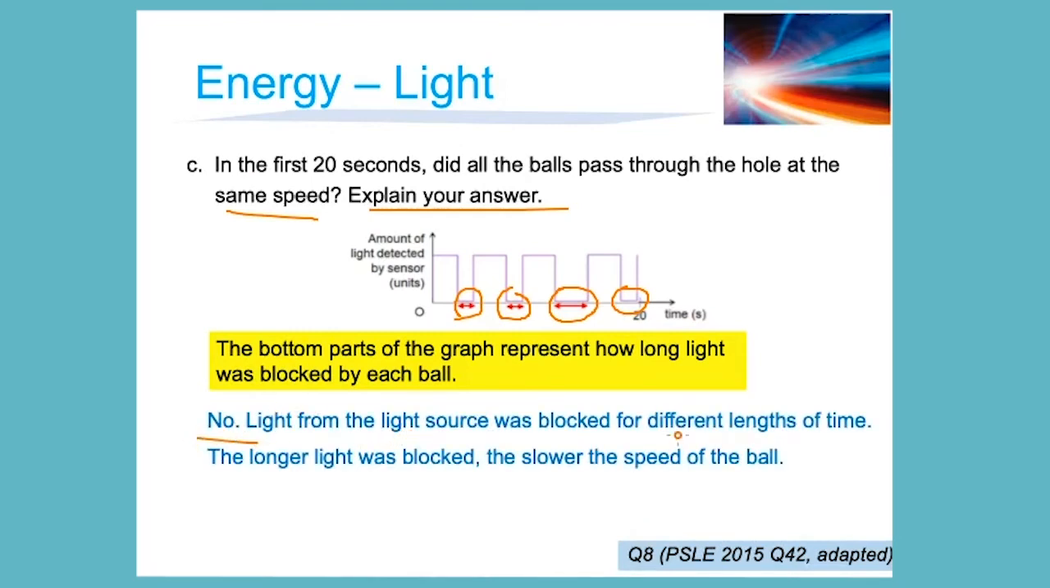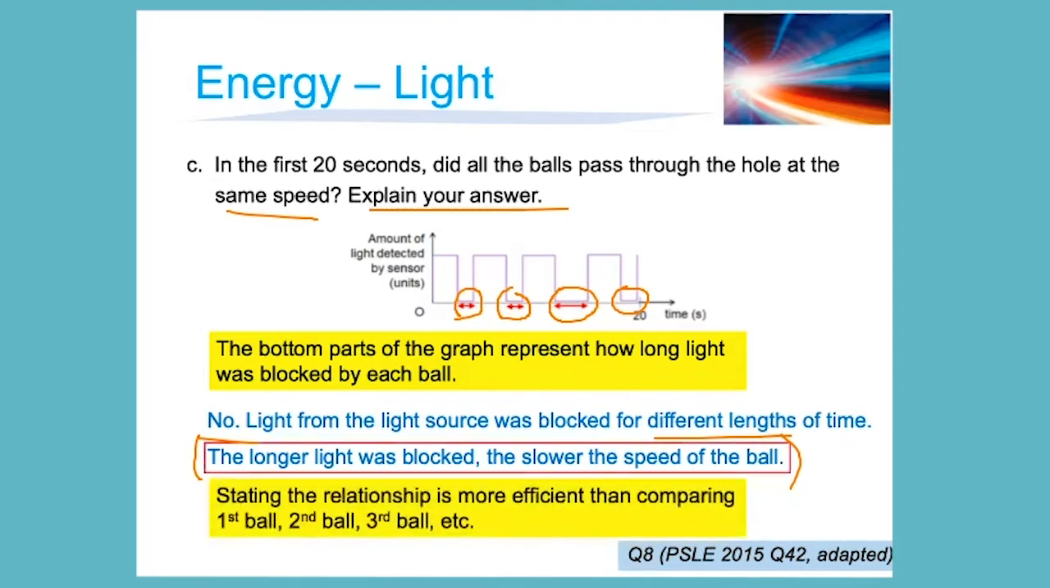Light from the light source was blocked for different lengths of time. Then you make the connection: the longer the light was blocked, or the longer the time interval, the slower the ball moved. So it is better to state the relationship, instead of saying the first ball and the second ball pass through at the same speed. The first ball, second ball, and fourth ball pass at around the same speed. But the third ball, okay, interesting.